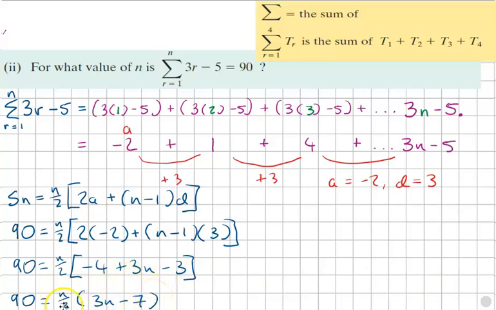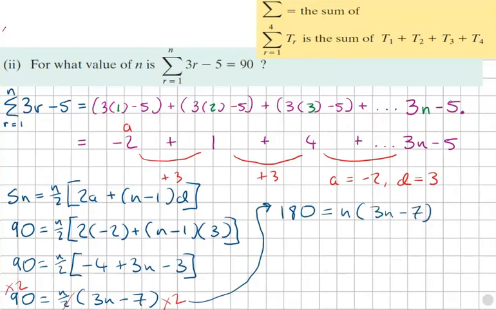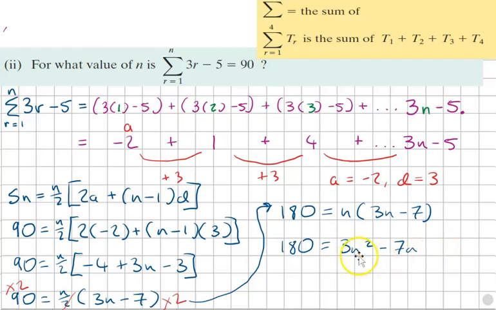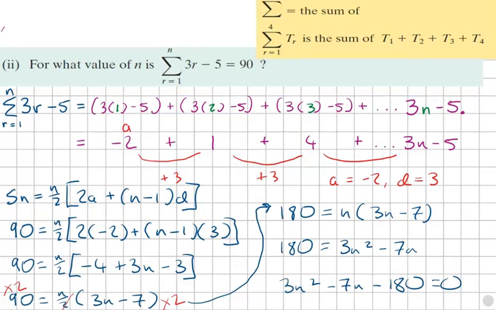So next we're going to try and break up this fraction. So this is n divided by 2. So the opposite of divide by 2 is multiply by 2. So we're going to multiply both sides by 2. So we get 180 equals n times 3n minus 7. Then multiplying out the brackets, we get 3n squared minus 7n. Bringing everything over to the left of the equal sign, we get 3n squared minus 7n minus 180 is equal to 0. So now we have a quadratic trinomial. Again, go back to the question. We're trying to find n, so we just want to solve for n. At this point, you can factorize and solve, or you can use the minus b formula.